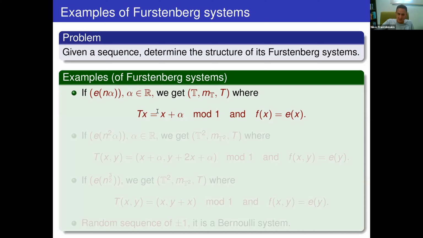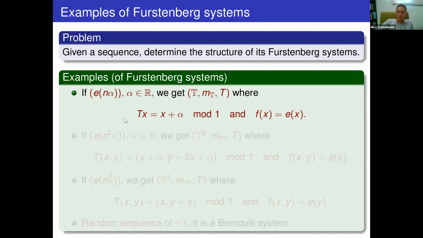This is no surprise because if you take iterates of T, when I say T to the n, I mean you compose it with T n times. Then what you will get here is x plus nα. So you had an α, you have an α here, so it's no surprise that this is the system that really models, the measure preserving system that models this sequence.